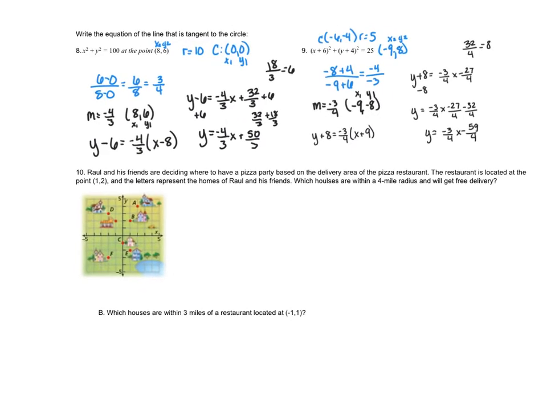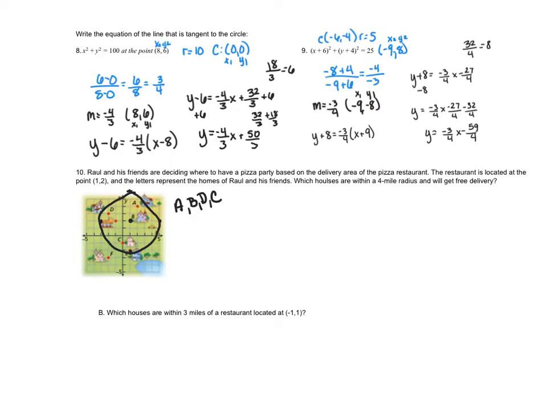All right. So which houses are within a 4-mile radius and will get free delivery? So 1, 2 is right here. 1, 2, 3, 4. 1, 2, 3, 4. 1, 2, 3, 4. So if I connect all these dots, so we have A, B, D, and C. Definitely not F.